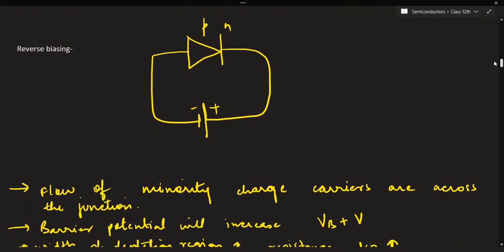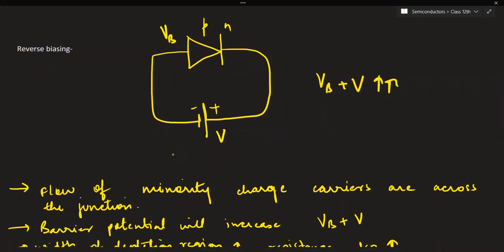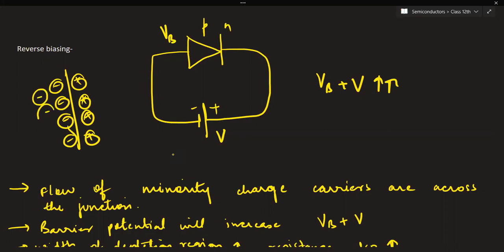Now everything will be different. This was the potential of the cell, and this was the barrier potential of the diode. This time the barrier potential will increase. And majority charge carriers move away from the junction. Let's say this is the depletion region. If a hole is moving away, that will lead to formation of a negative ion on this side. An electron is leaving the junction and moving towards its own side.